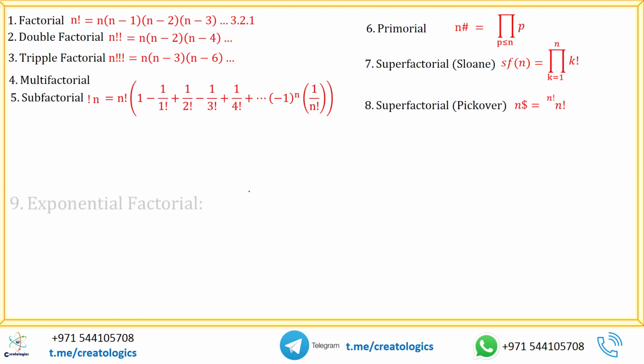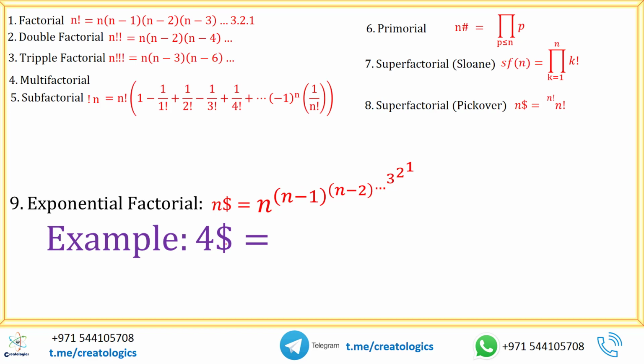Next type of factorial is exponential factorial. It is represented by $n again, but its value is n raised to the power n minus 1 raised to the power n minus 2 raised to the power, and so on. We have to reduce one every time. So for example, if I have to calculate $4, right, exponential factorial for 4, its value will be 4 raised to the power 3 raised to the power 2 raised to the power 1 like this. And when we calculate this value, it comes out as 262144, right? So that is the value. That's how we calculate exponential factorials.